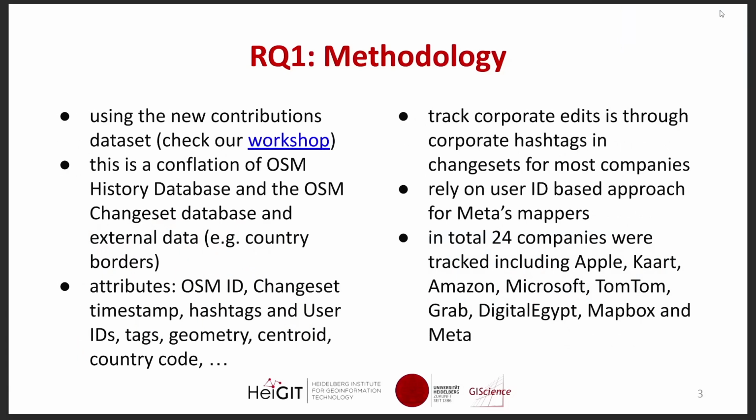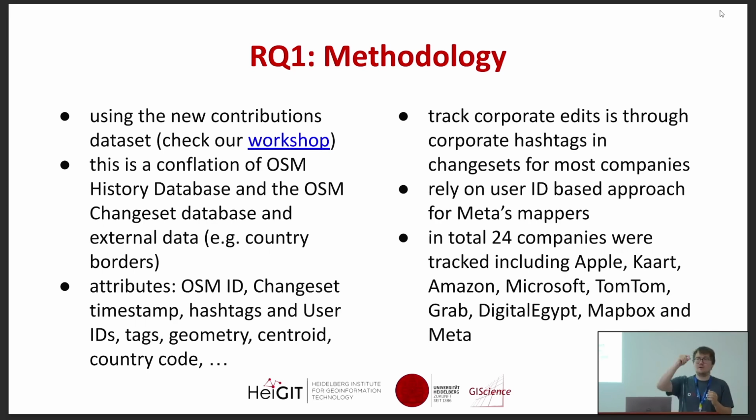So how did we do this? First we used a new data set. There was a workshop at this conference as well. We call it the contributions data set, or the OSM data insights. If you missed our workshop, you can check the link in the program. Basically, this data set combines the OpenStreetMap history database with the changeset database. So you have every change in OpenStreetMap, with the previous version and the next version together.